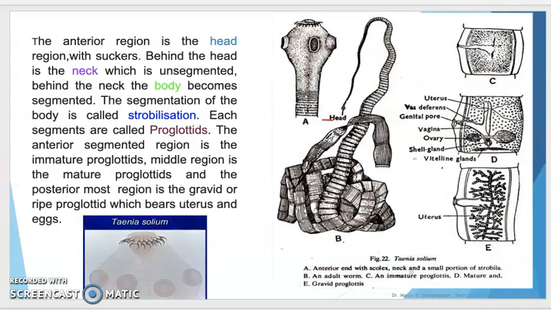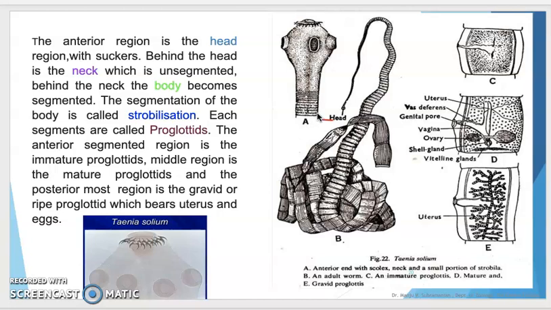The body is divided into the head region, or scolex region, then a short neck region, and the strobilar region. The rest of the part is the strobilar region. So once again the body is divided into three regions: the scolex, which is the anterior head region with the suckers, the neck, and the strobilar region. So three regions are scolex, neck, and strobilar.